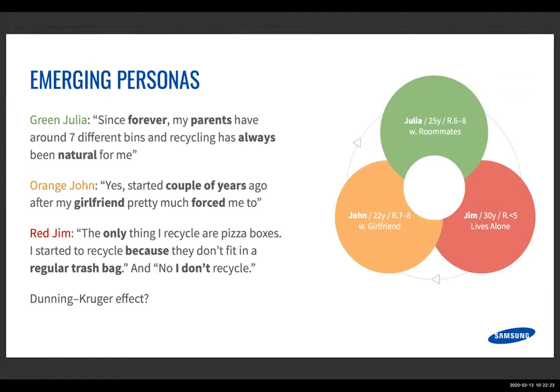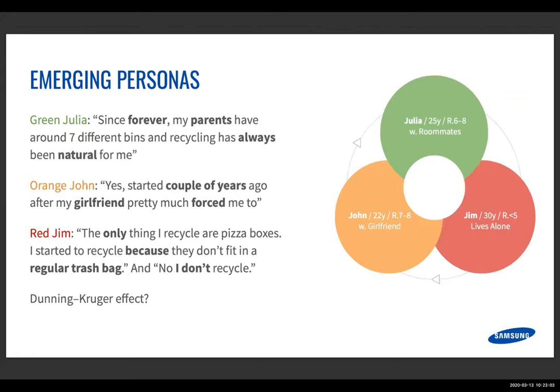So what does this mean? We created personas from nearly 100 interviews that we made, and three really strong personas came up. So we have Julia, which is kind of the most recycling-forward person, and that is something that comes often from the family and learned things. Then the orange one is someone who has been kind of forced by his social circle to recycle. And the last one is the one that doesn't really care about recycling because it's too hard or some other excuse.